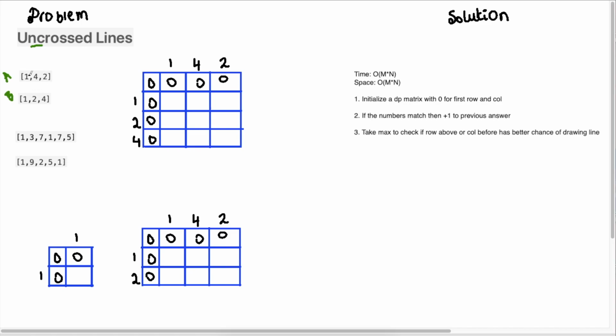So here we can see that, okay, we have a match here, and if I move on to the 4, I also have a match here. And I'm not going to go back and check this previous element, because if I match 2 and 2, then that means that this will intersect, and we don't want that. So we want uncrossed lines.